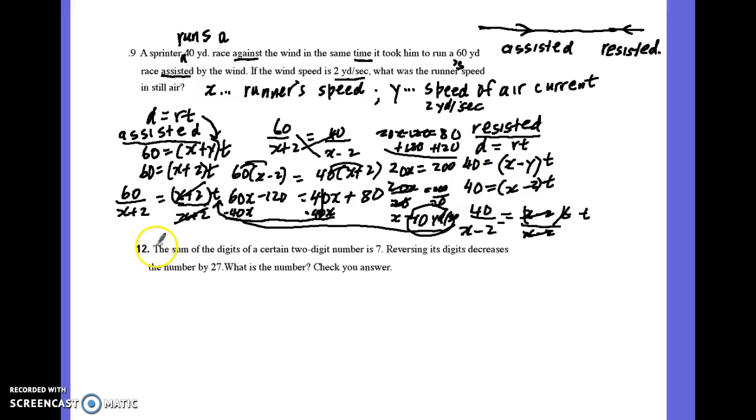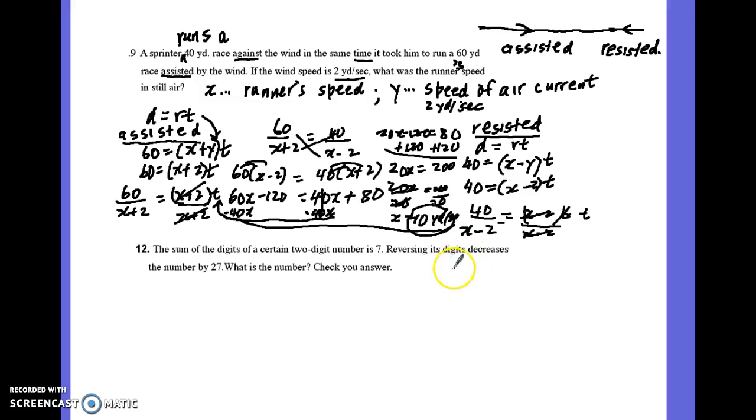Well, how about this one? This is the last type I'll be looking at with you. The sum of the digits of a certain two-digit number is 7. Reversing its digits decreases the number by 27. What is the number?